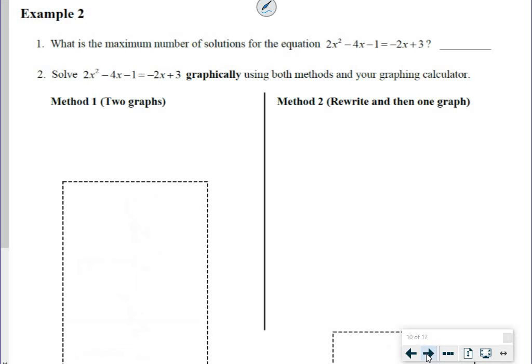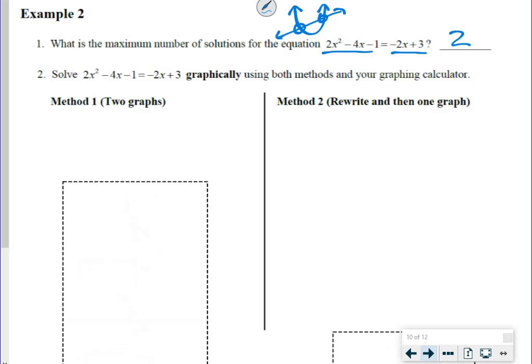Okay, what is the maximum number of solutions for the equation 2x squared minus 4x minus 1 equals negative 2x plus 3? It's going to be 2. So we have a parabola and a linear equation. At most, if we have a parabola and a linear equation, the most number of intersection points is going to be 2.